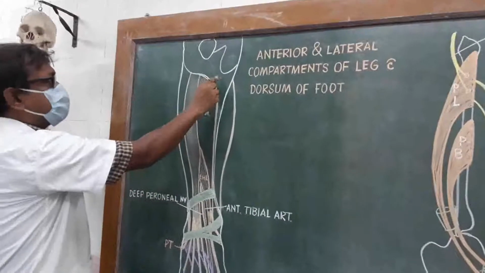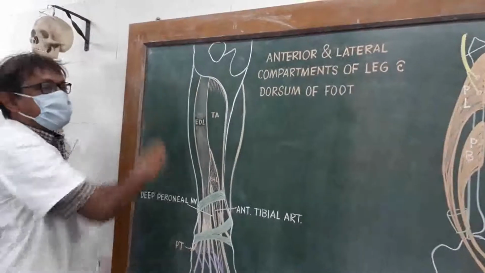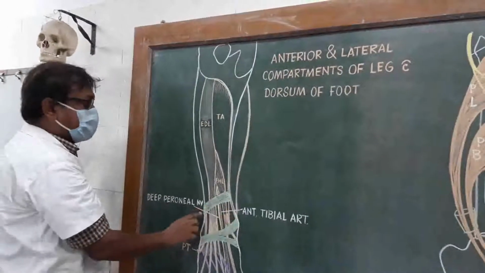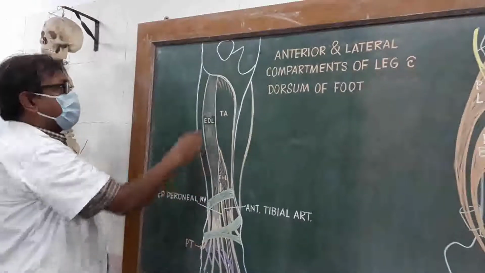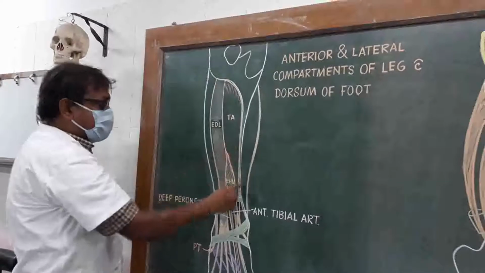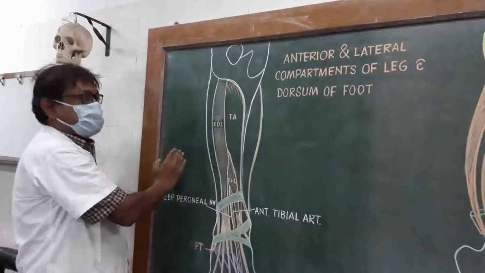One transverse incision from the tibial tuberosity up to the head of the fibula. Another transverse incision connecting the medial and lateral malleoli. Vertical incision from the tibial tuberosity up to the medial malleolus. The skin flap will be reflected laterally.